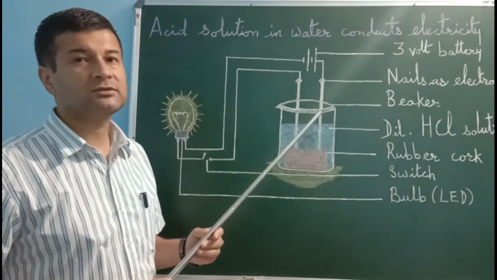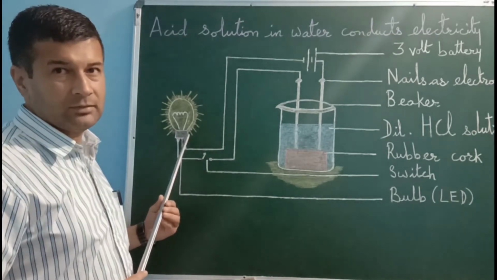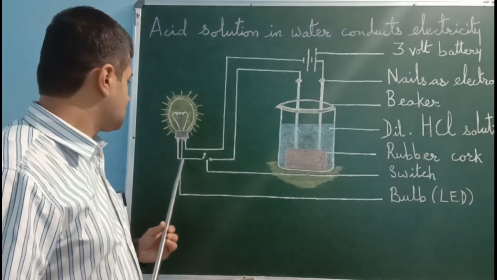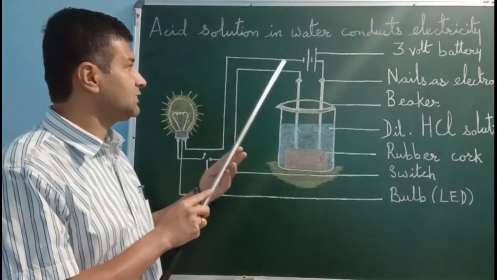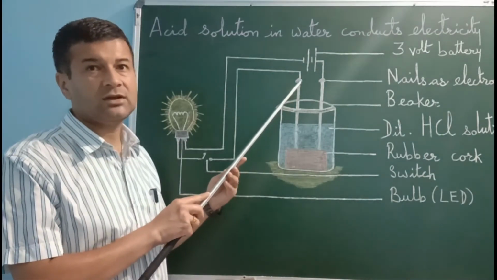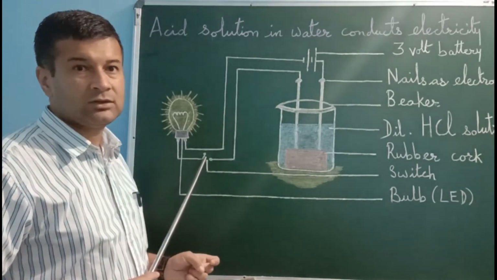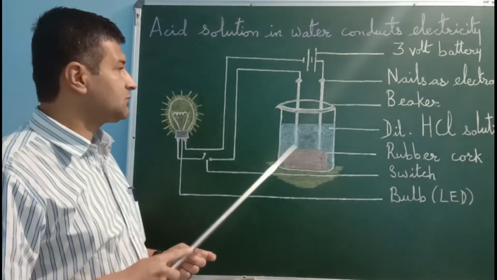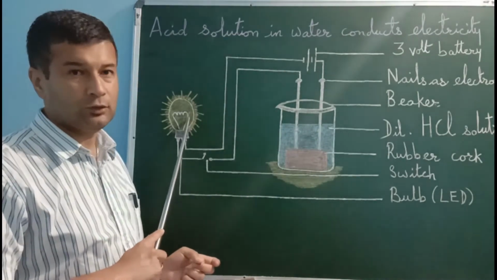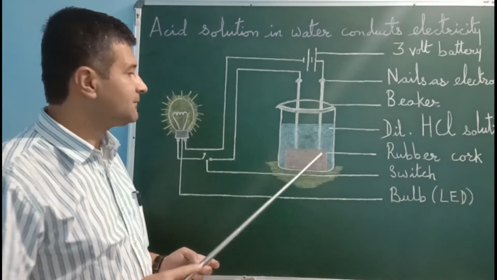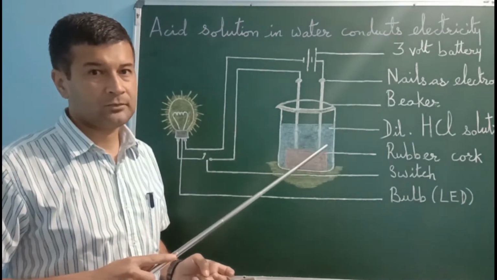The other terminal of the battery is connected to the LED bulb and there is a switch connection over here, which is connected to the other terminal of the electrode. So when we switch on the circuit, there is a flow of current and the LED glows. So this shows that acids conduct electricity.